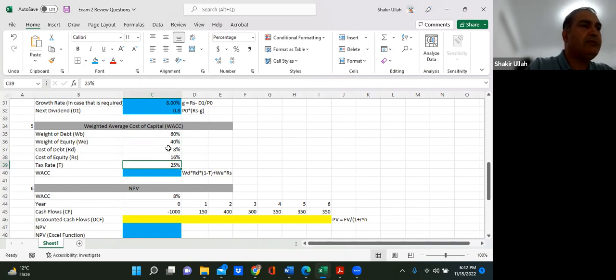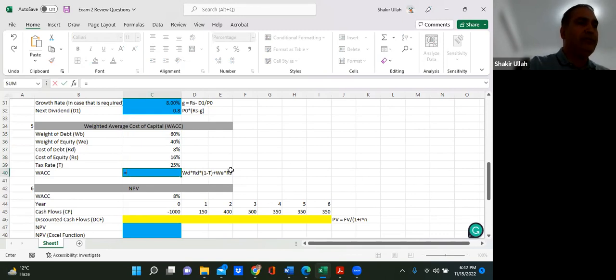Just in case some of these are not given, like for example, in your case, if you can remember, the cost of equity was not given, right? And for that, you had some additional information. You used the CAPM equation to calculate the cost of equity first, and then calculate WACC. But in this particular case, all of the data is given, so only this thing has to be calculated.